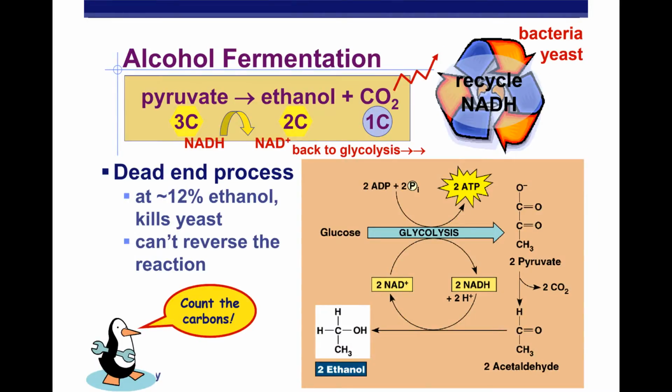So alcohol fermentation: we've made our pyruvates, we have our electron carriers, and we're going to offload those electrons and produce some ethanol and some carbon dioxide. It's a dead-end process though, because we're producing alcohol, and greater than 12% ethanol is going to kill a lot of your prokaryotes. They can't survive in those conditions. It's literally toxic to them, and they also can't reverse the process of the hydrogen transfers. So pretty much dead end, not a good thing.